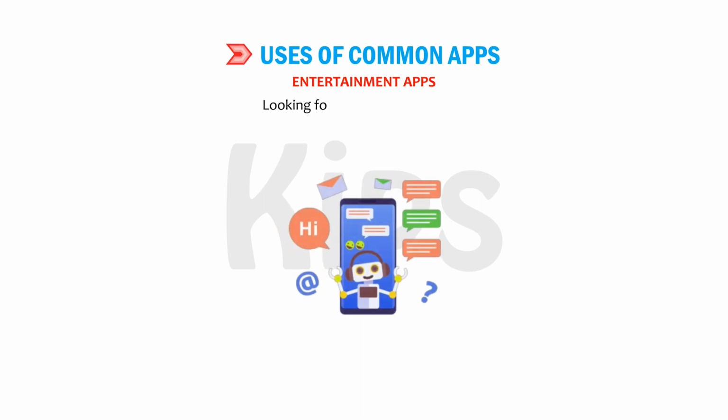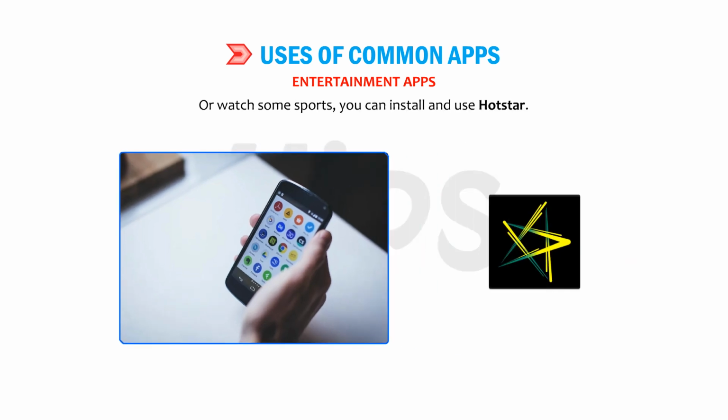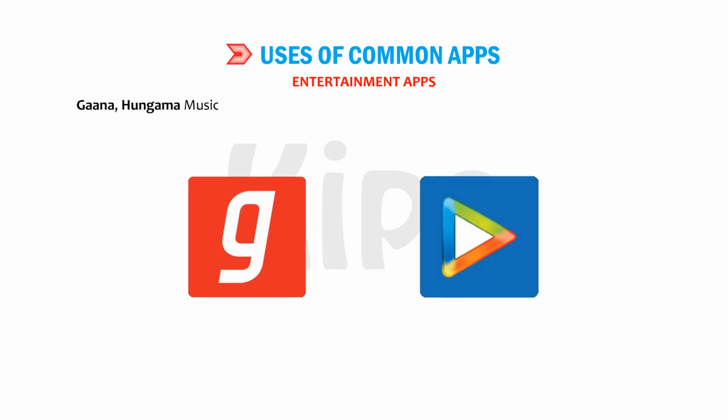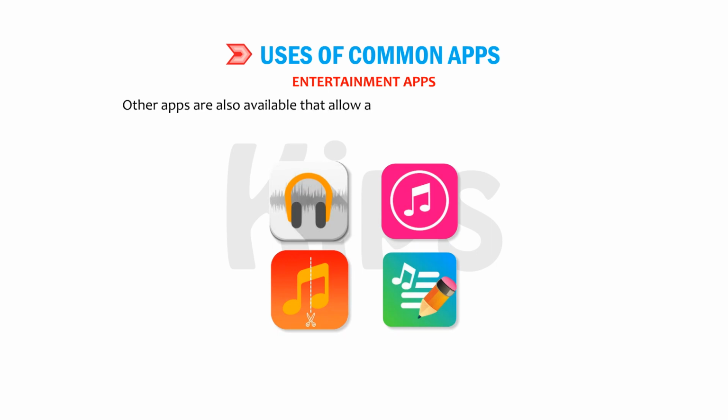Entertainment apps. Looking for some entertainment? If you have a smartphone, you will find a lot of entertainment apps on it. While many of these apps are free to use, some charge a fee for their premium services. If you wish to watch a movie, catch up on your favorite TV serial, or watch some sports, you can install and use Hotstar. Are you a music lover? Gaana, Hungama Music, and several other apps bring your favorite tunes right to your device. Other apps are also available that allow a user to record and edit his own music.